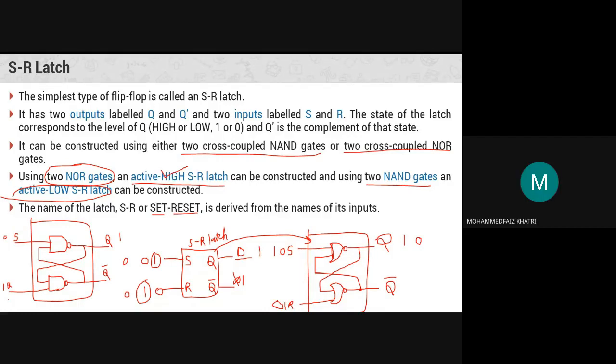Sir, repeat once, please. What part should I repeat here? Can you just give me exact points so I can elaborate on that? So this active high and active low, the difference between that.